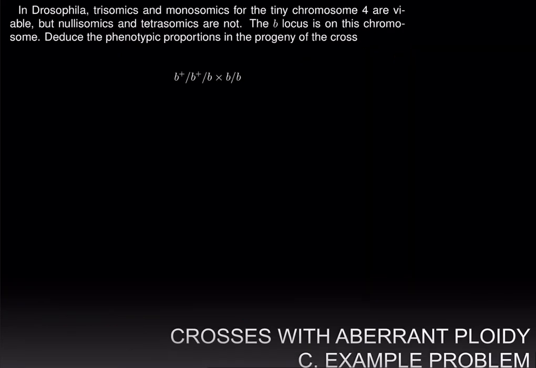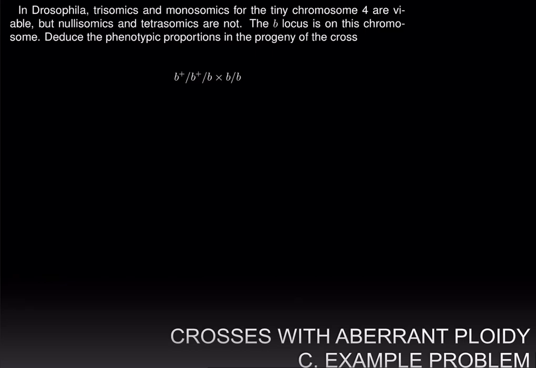Let's practice with an example problem. In Drosophila, trisomics and monosomics for the tiny chromosome 4 are viable, but nullisomics, which means there's no chromosome 4, and tetrasomics are not. The B locus is on this chromosome. Deduce the phenotypic proportions in the progeny of the cross between a trisomic B plus B plus B with an individual homozygous for the mutant allele.